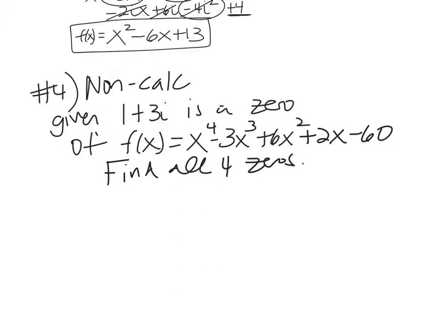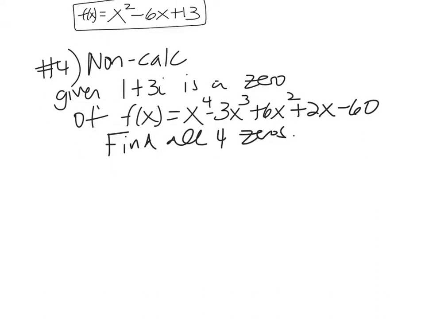You could take x minus 1 plus 3i times x minus 1 minus 3i and FOIL that out and then do long division. I don't think I'm going to do that either. So this is what I'm going to do. I know that 1 plus 3i is a zero, so I'm going to do synthetic division with it, and my remainder will be 0.